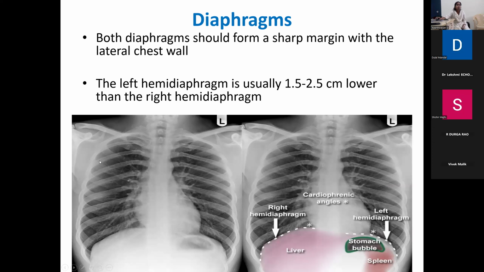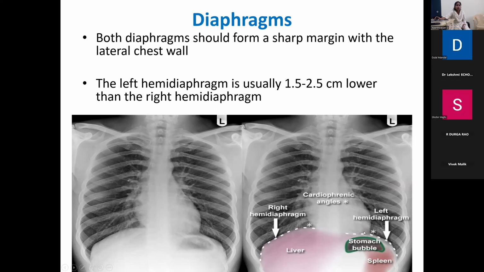Then the diaphragm. Both domes of the diaphragm should be very well visible. For assessing the diaphragm, as I've already told you, the domes can be assessed well in a lateral chest X-ray. So if you want to assess the domes of the diaphragm, you might as well get a lateral chest X-ray along with a PA view.